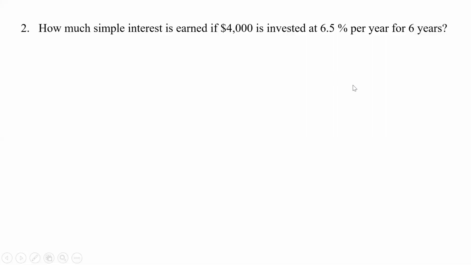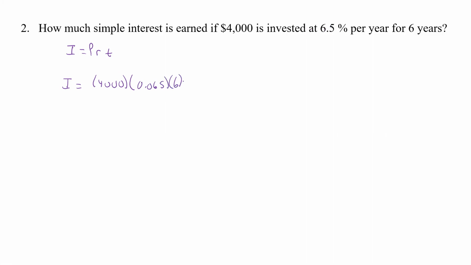Similar question: how much simple interest is earned if $4,000 is invested at 6.5% per year for 6 years? We're going to use the same formula, I equals PRT. So I is equal to the principal, which this time is 4,000, times our rate. Again, drop the percent and move it 2 places to the left, so it's 0.065, times the number of years, which is 6.